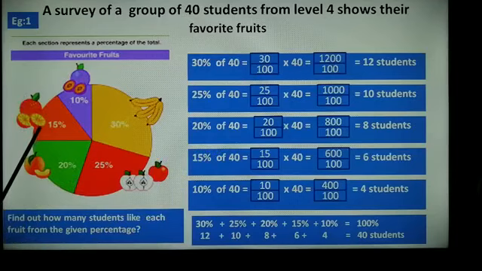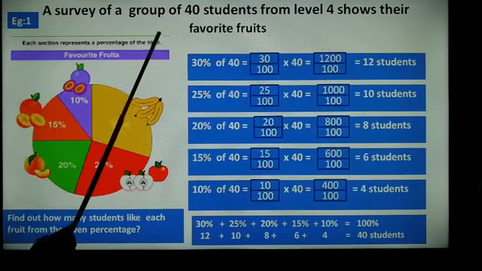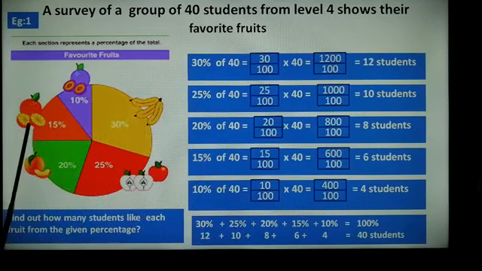Next one, orange. What is the numerical value given there? 15%. So 15% of 40 like orange. So 15%, you write it as a fraction first: 15 by 100 multiplied by 40. When you multiply 15 into 4, you get 60. Then add the 0. So it makes 600 divided by the denominator. What is the denominator? 100. Cut the zeros, you get 6. So 6 students like orange.